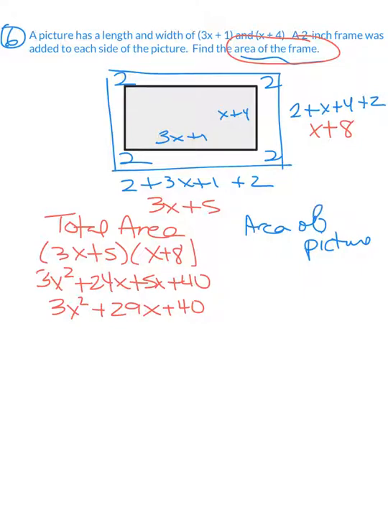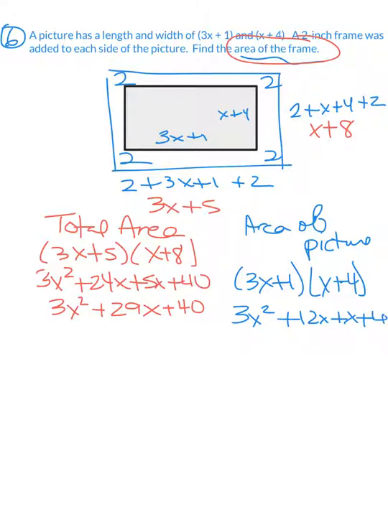So it'll be the dimensions we start with, 3x plus 1 times x plus 4. And then again we have two binomials, so we use FOIL. So we have 3x squared, the outside is 12x, the inside is x, and my last is 4. So when I combine my terms, I have 3x squared plus 13x plus 4.